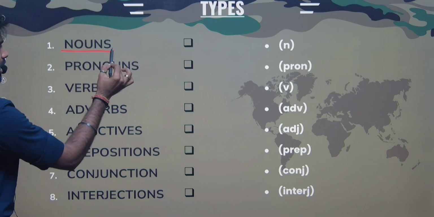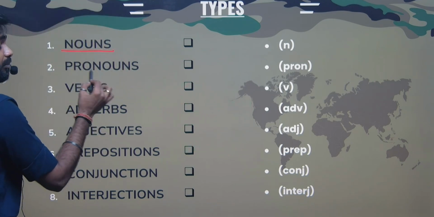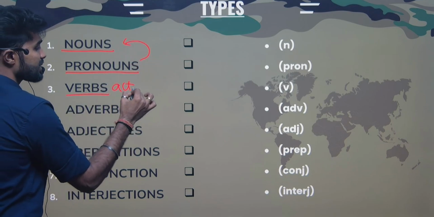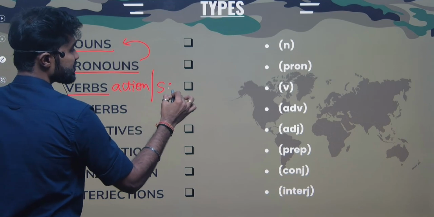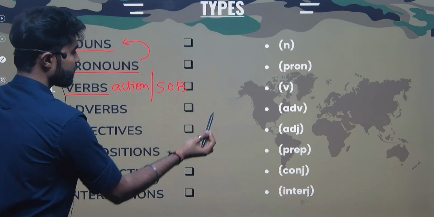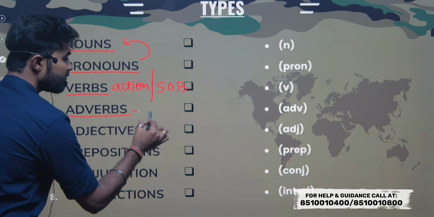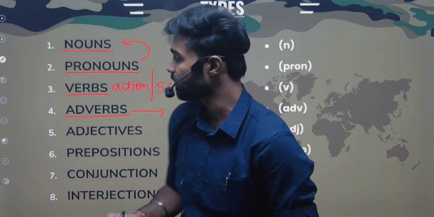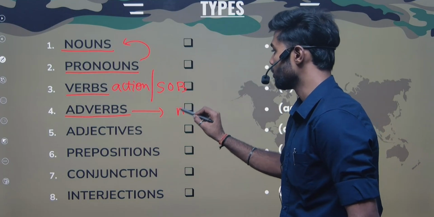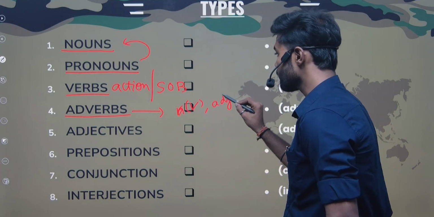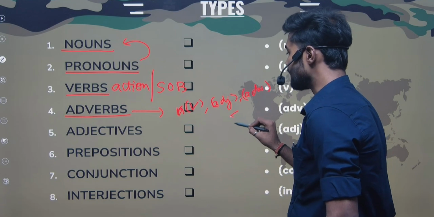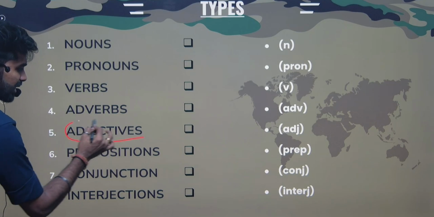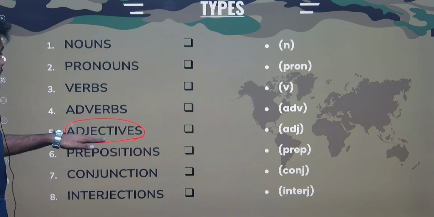So we know what nouns are. Nouns are naming words. Pronouns are the replacement of nouns. Verbs, I can write here, are action or state of being. What are adverbs? Adverbs are those words which will modify your verb, your adjectives, adverbs, and the entire sentence. Before having a look at adverbs, let me tell you what adjectives are. It will be easy.